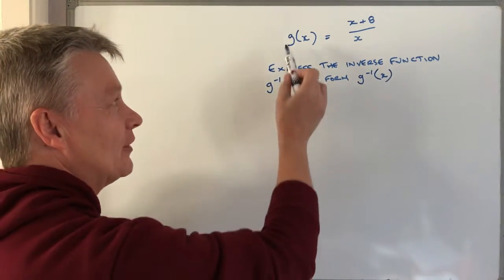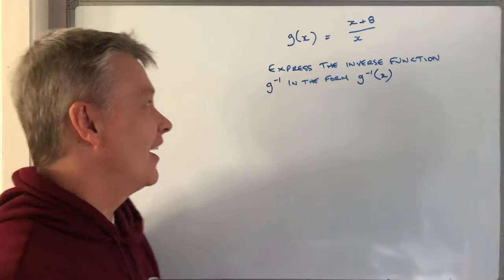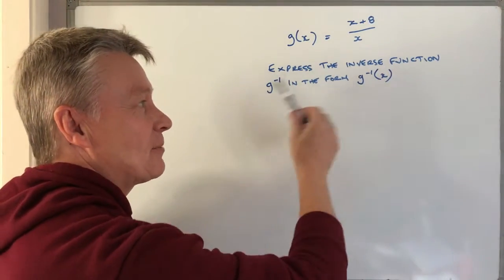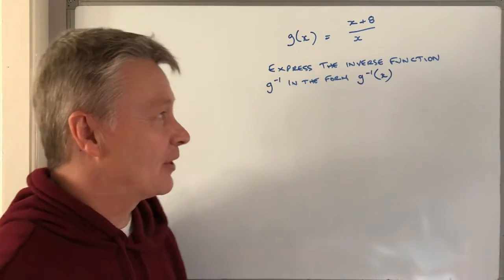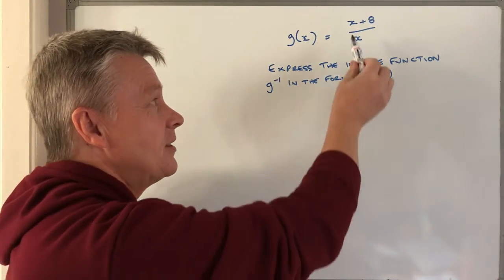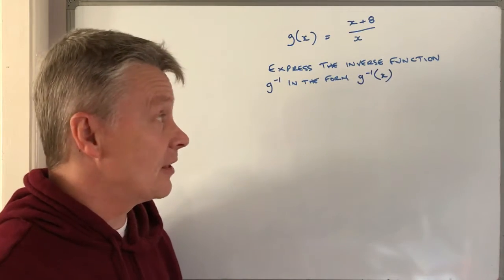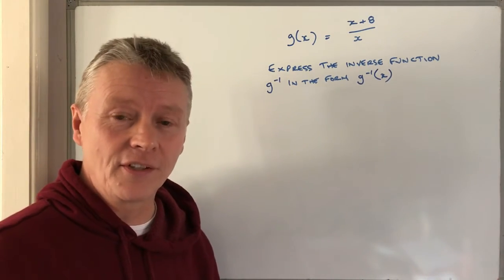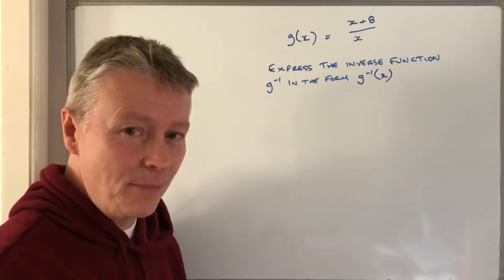Okay, so we've got g of x equals x plus 8 over x, and what they're asking us to do is express the inverse function in the form g to the power of minus 1 x. Okay, well, I'm going to use the same technique. Now, the difficulty you've got with this one is you've got an x at the top and an x there, and if you have a look at some of the other videos in this particular playlist, you'll see that there's only one value of x. So here we need to kind of manipulate this.